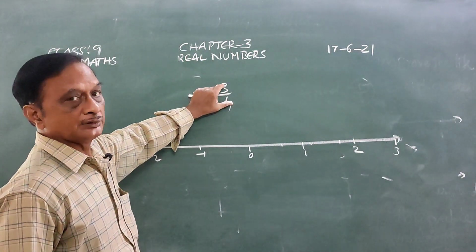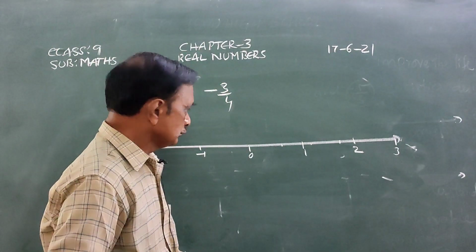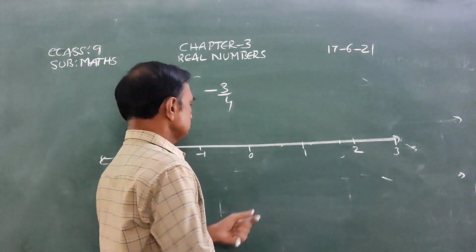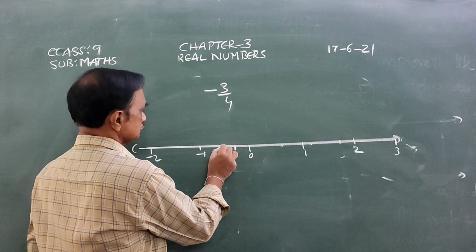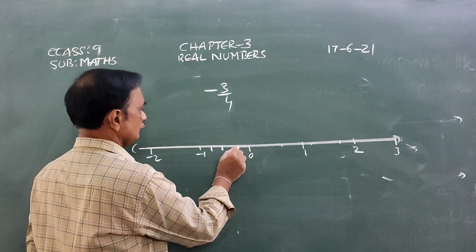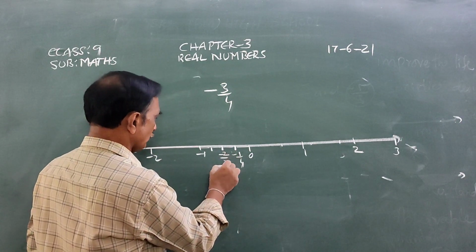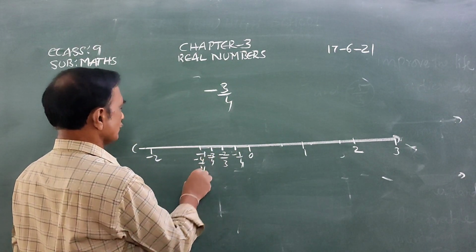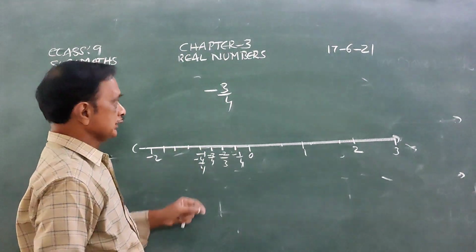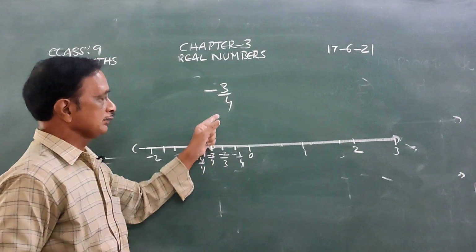Minus 3 by 4, a negative rational number. So, what is the denominator here? 4. Divide each unit into 4 equal parts to the right side of 0. No need to take this because it is a positive value. 1, 2, 3, 4. It is minus 1 by 4, minus 2 by 4, minus 3 by 4, minus 4 by 4. And you can write minus 5 by 4, minus 6 by 4 and so on. No need, because we need only minus 3 by 4. So here, this point P represents minus 3 by 4 on the number line.